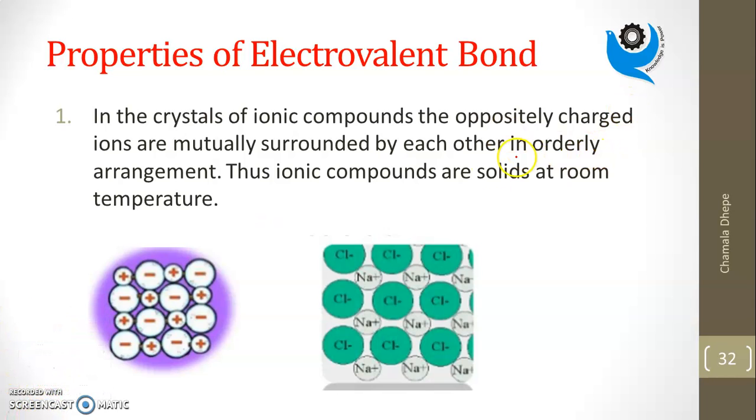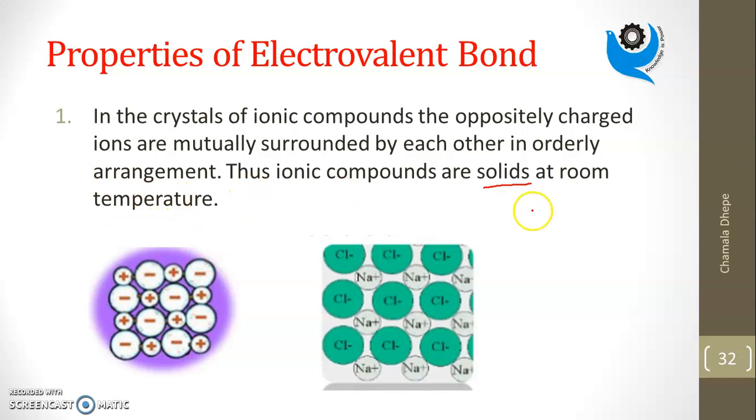If you look here, why are these ionic or electrovalent compounds solid? Because here, at the center there is a positive charge and it is surrounded by negative charges. You know that between opposite charges there is a strong electrostatic force of attraction. So a strong bond is formed and they are orderly arranged. In one particular manner, they have a definite structure.